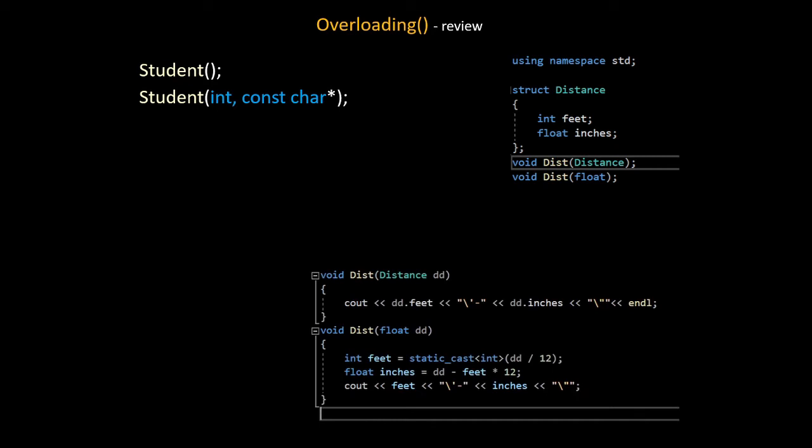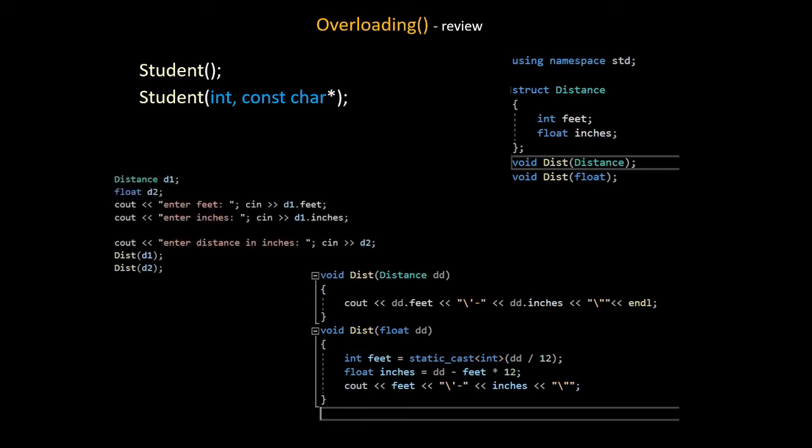So if I actually look at the implementation of each of those two functions, you notice that I'm in the first one passing the struct distance as dd, and the second one I'm passing float as dd. Okay, they're two separate individual functions. They just happen to have the same name. I'm actually allowed to do this. I'm allowed to overload the constructor.